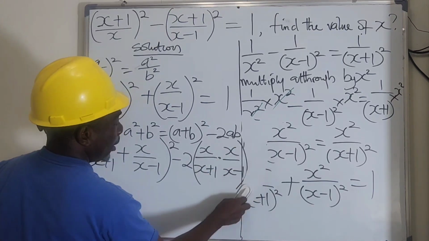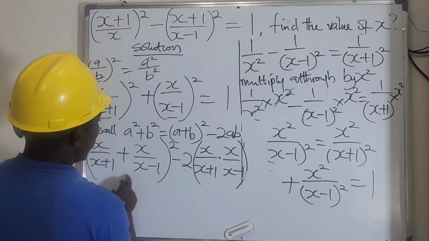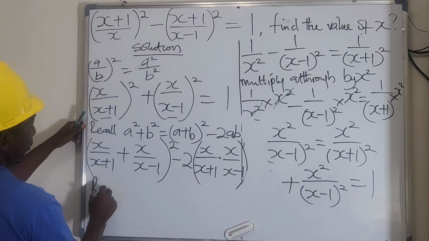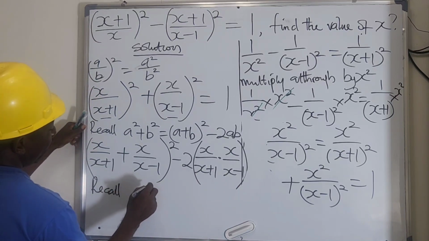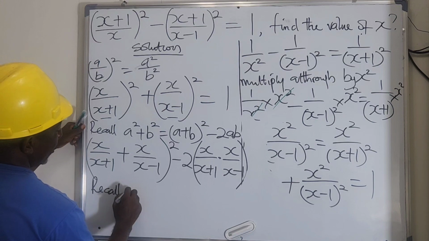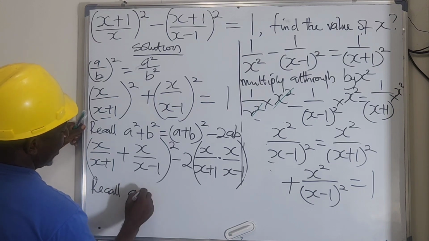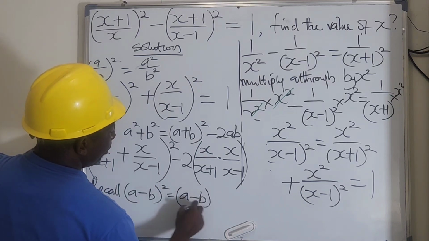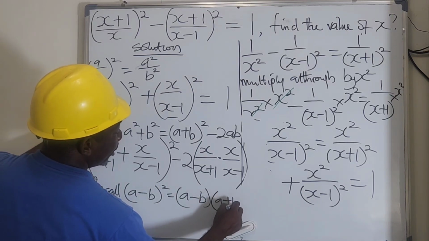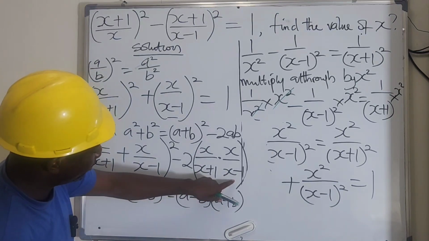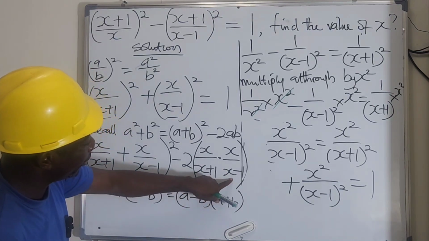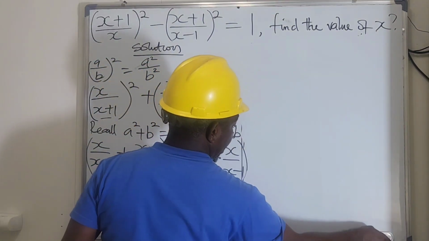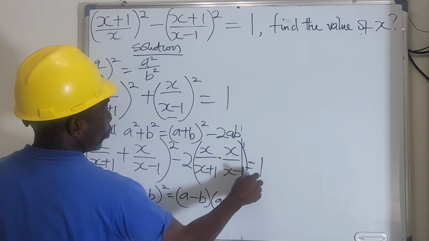So the next step is for us to expand what we have in the parentheses. But we need to recall that when we have a difference of two squares, that means a squared minus b squared equals a minus b into a plus b. So here this times this is what we have here. So this is a difference of two squares. So we need to clean this and take it off. Okay, this equals 1 here.